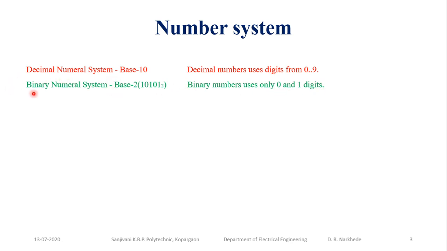So the computer does not understand the decimal number system. It will understand only the binary number system with base 2. It has only two digits. Whatever the information is, it can be represented as a combination of zeros and ones with base 2.